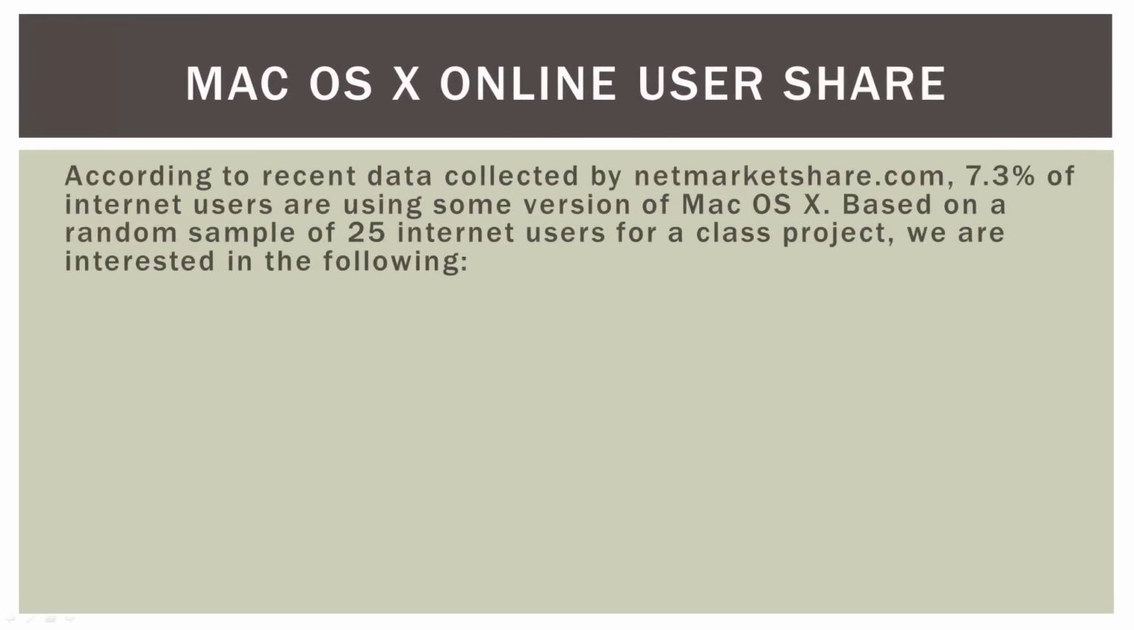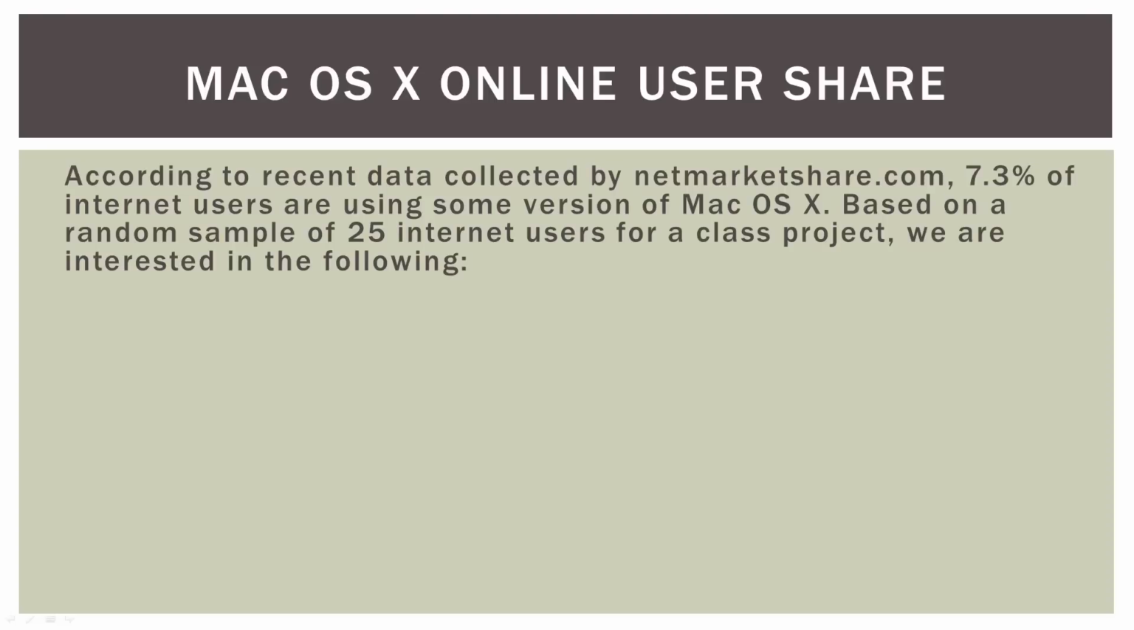So here is our question. According to recent data collected by netmarketshare.com, 7.3% of internet users are using some version of Mac OS X. Now they can tell what operating system you're using and what browser you're using, because when you go to a website, it actually sends that information, unless you have something on your computer that can block that. But most people don't, so they can at least learn your computer, operating system, and your browser.